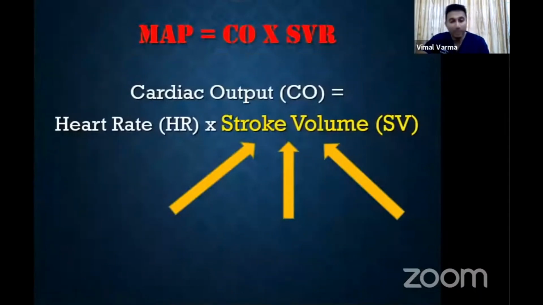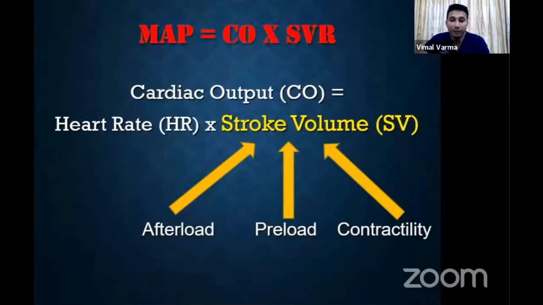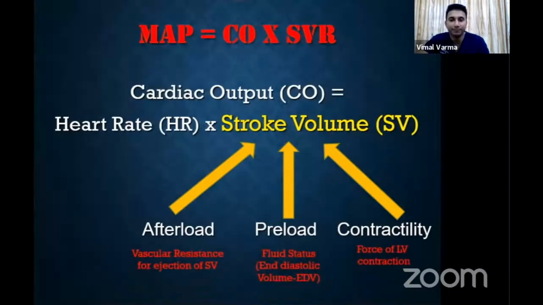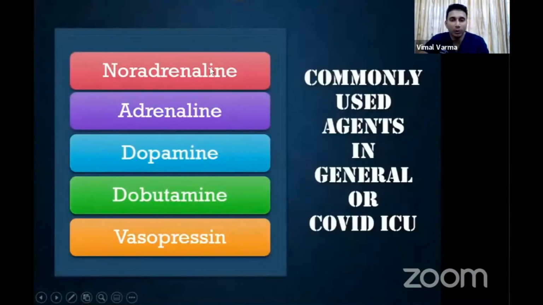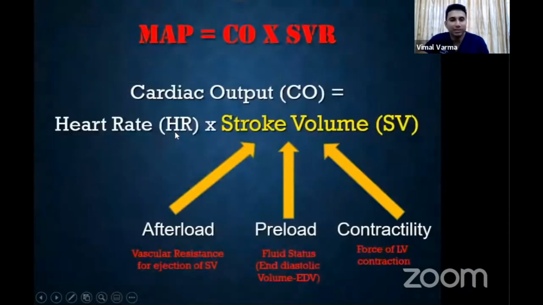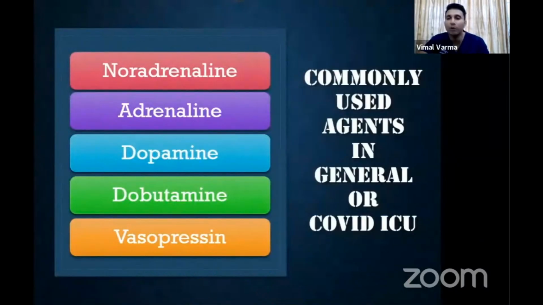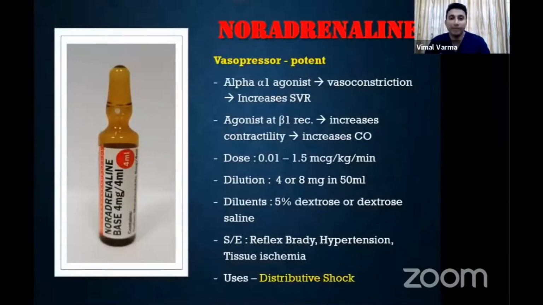Again, we come back to the same principle and same equation before we go into individual agents. MAP equals cardiac output times systemic vascular resistance, and stroke volume is affected by your afterload, preload, and contractility. Why do we have to come back to that? Because each agent has a different function in altering these parameters. So we talk about noradrenaline, adrenaline, dopamine, dobutamine, and vasopressin. The other drugs, such as milrinone and levosimendan, are out of the scope for today. First, we talk about noradrenaline.